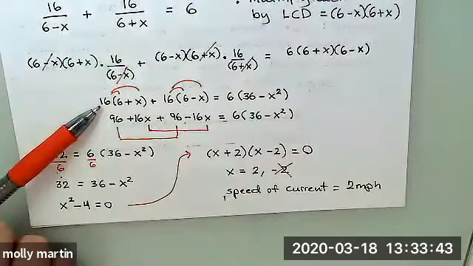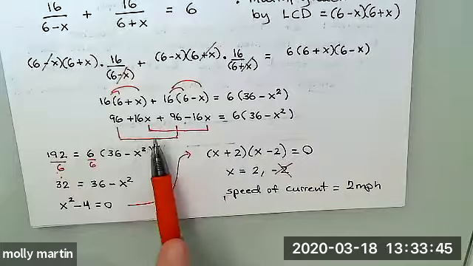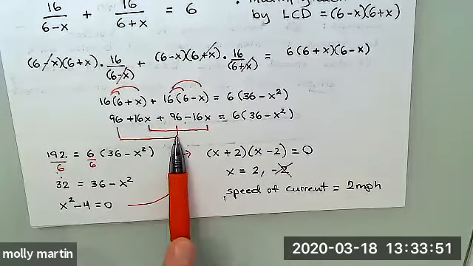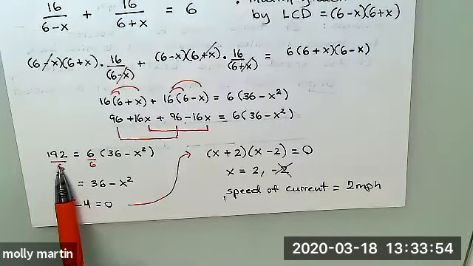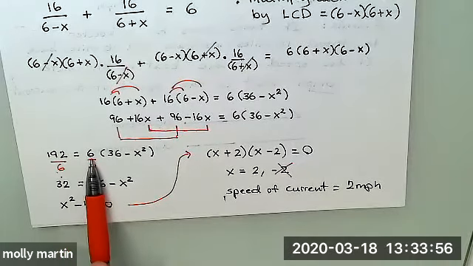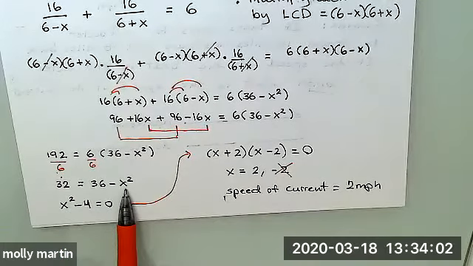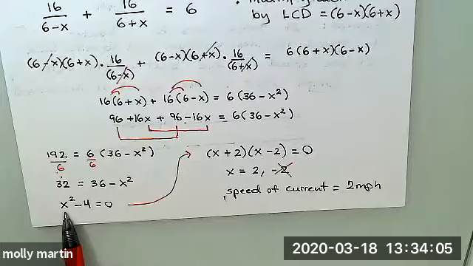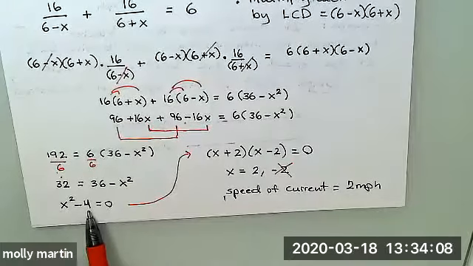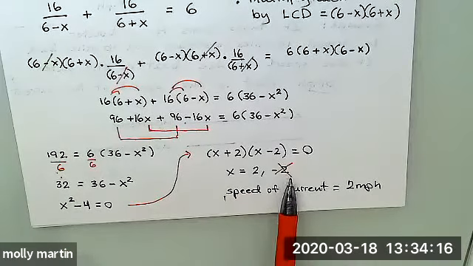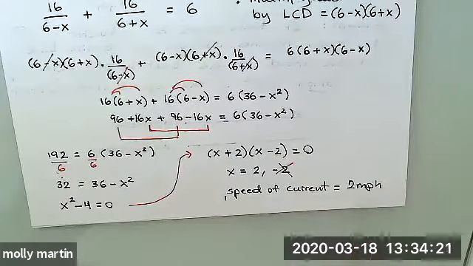All right, then you distribute the 16. These two terms add up to 0. 96 and 96 add up to 192. And then you can divide both sides by 6, and you get 32 equals 36 minus x squared. Add x squared to both sides and subtract 36 from both sides. Factor and set each factor equal to 0. -2 is not possible, so the speed of the current is 2 miles per hour.